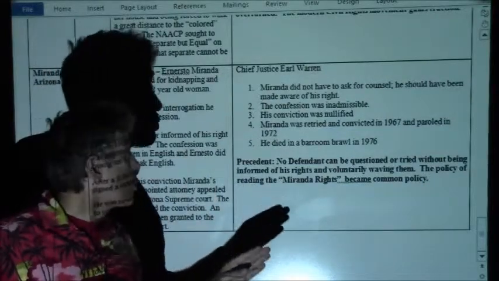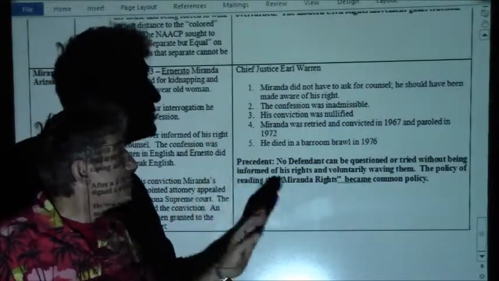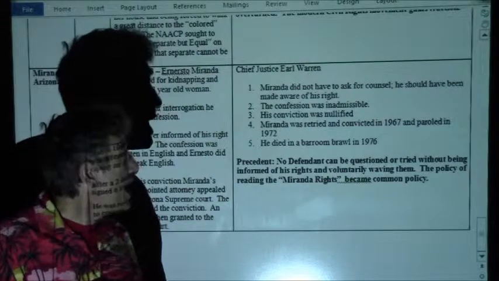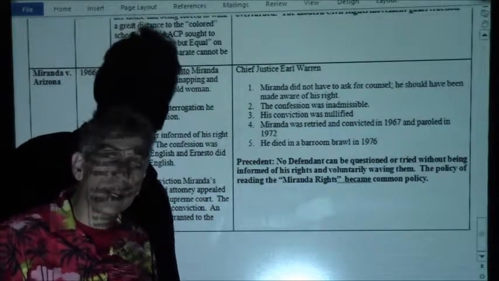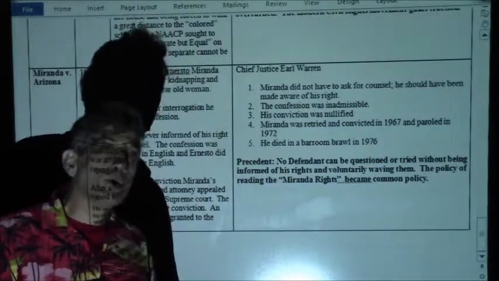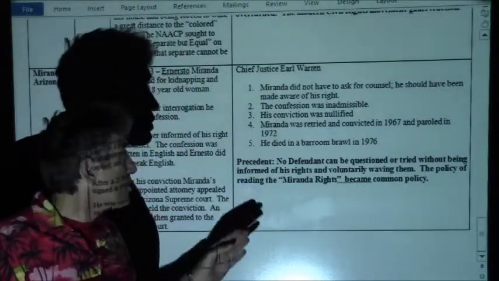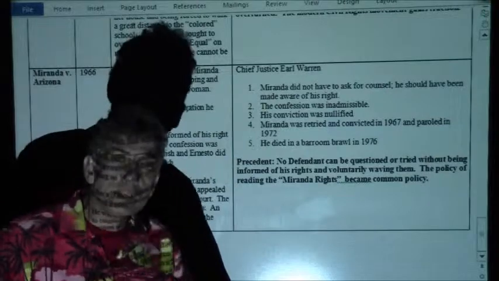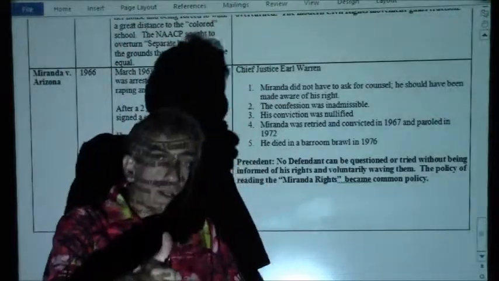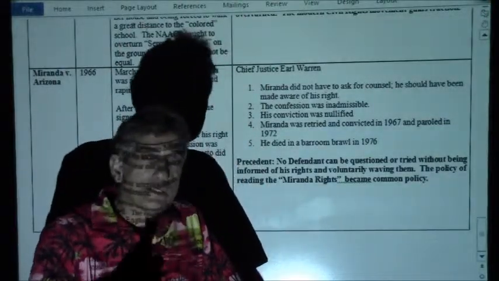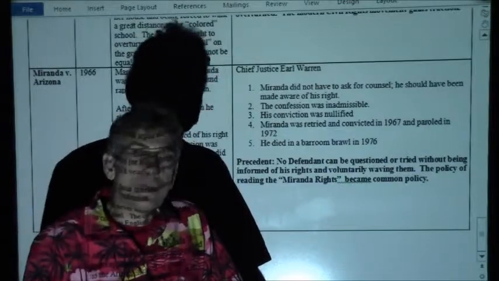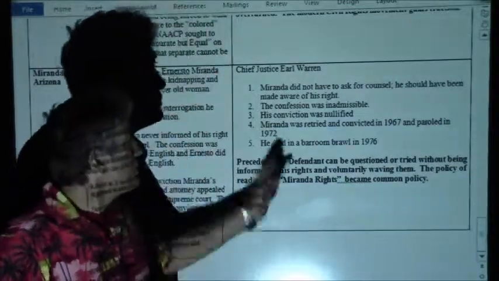Earl Warren's Supreme Court ruled that Miranda did not have to ask for counsel. He should have been made aware of his right to counsel. In other words, it wasn't up to him to know, he should have been told. They went further on to say his confession was inadmissible for 2 reasons: the whole right to counsel was not presented to him, and he couldn't read the thing. It was written in the wrong language. So his conviction was nullified.